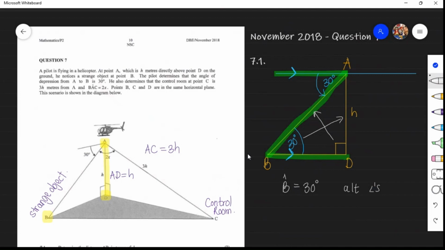Can we use our sine, cos, or tan identities? Let us start with tan. Can we use tan? Tan of 30 degrees is equal to the opposite, which is h, over the adjacent, which is BD. That will not work because we do not have the adjacent value.